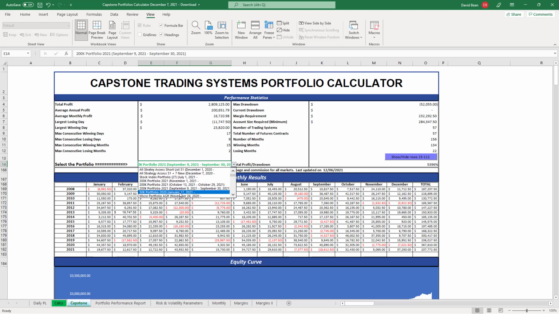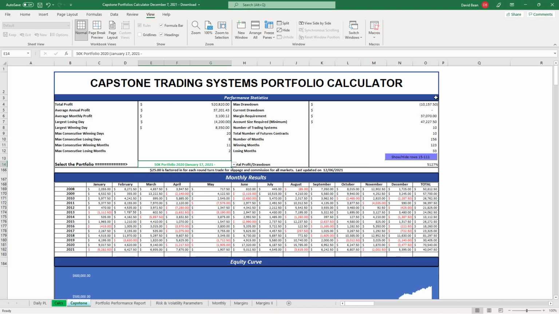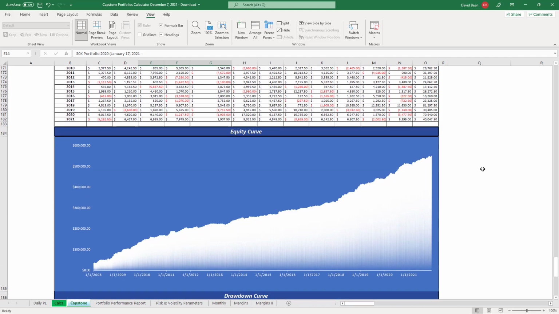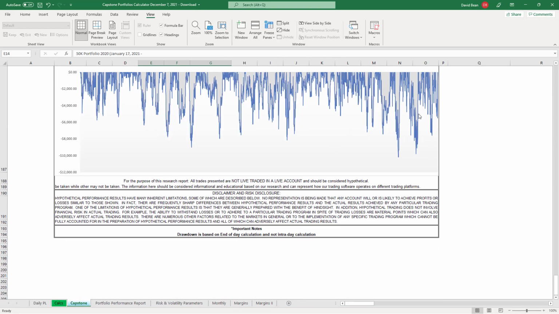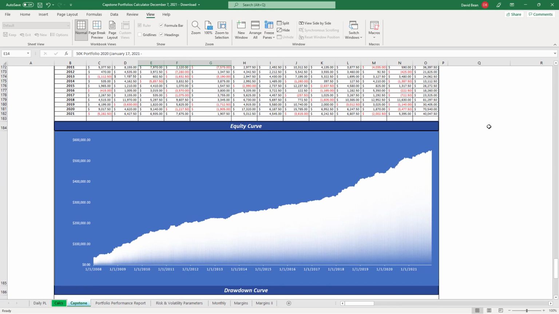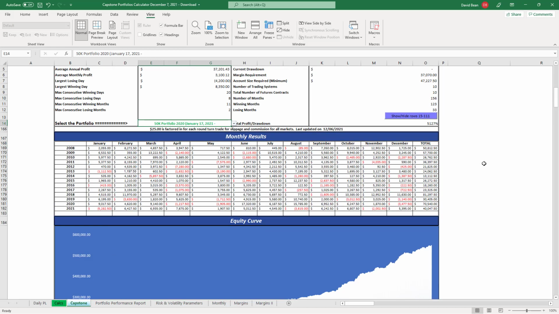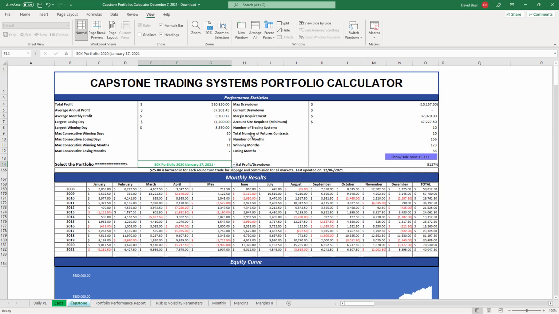The 50K portfolio has not had any changes since January 17th, 2021, and its worst case drawdown is held this year. You can see the cyclical nature of this drawdown curve. It's at equity peaks as well, up 5,400 on the month.